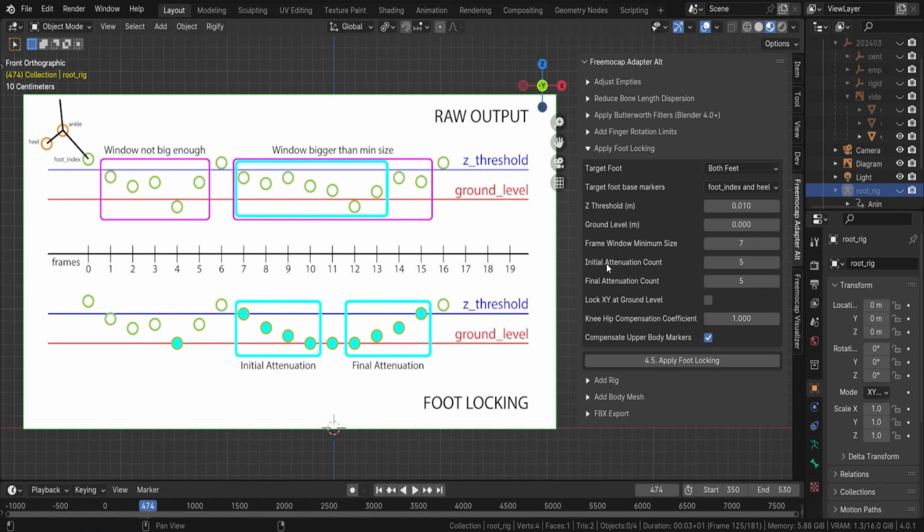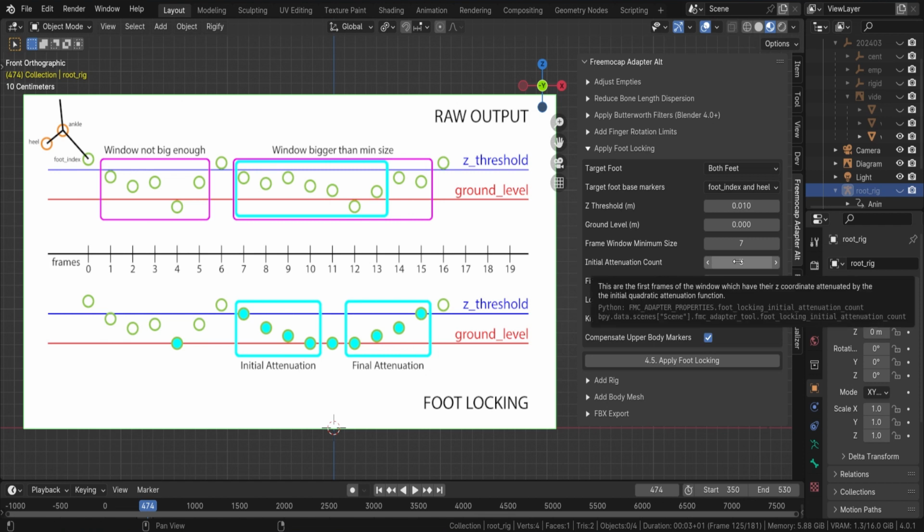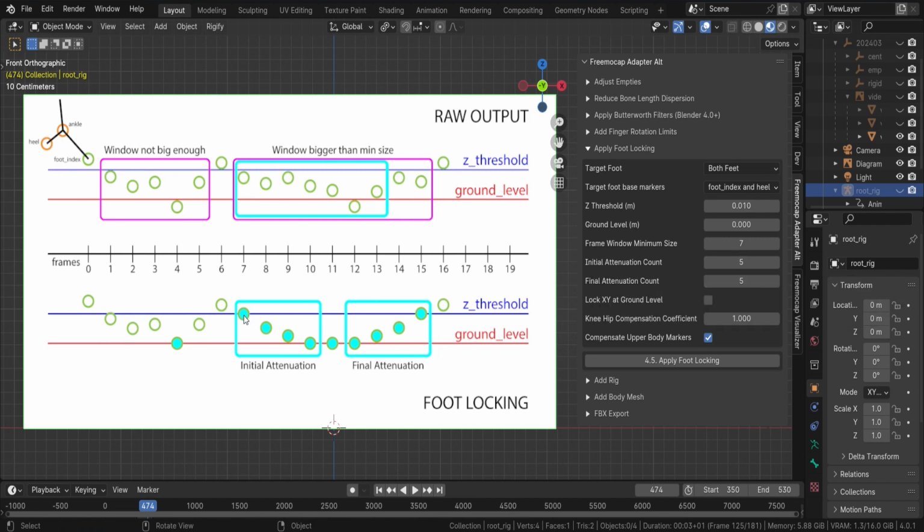We move on to another parameter that is part of the locking logic, which is the initial attenuation frame count. This is the number of frames which will be placed following a quadratic function at the beginning of the locking logic. You can see here is the final result. The marker Z position decreases following a quadratic function starting from the Z threshold. This is to avoid the marker being abruptly sent to the ground level, so it is done in a smoother way with the quadratic function.